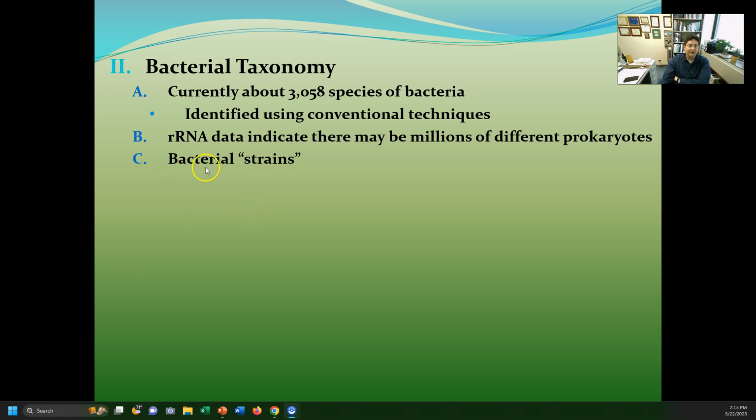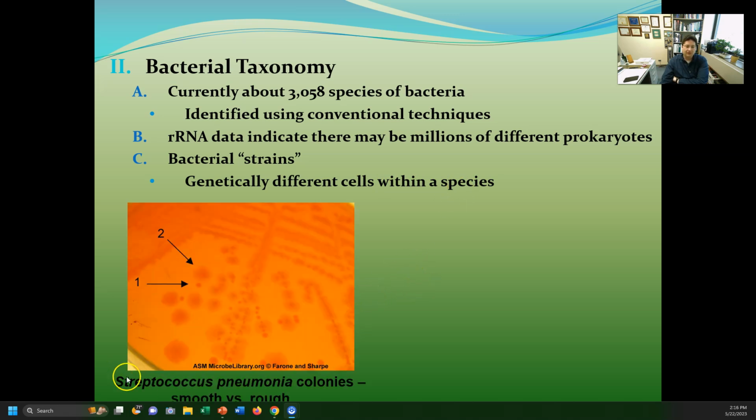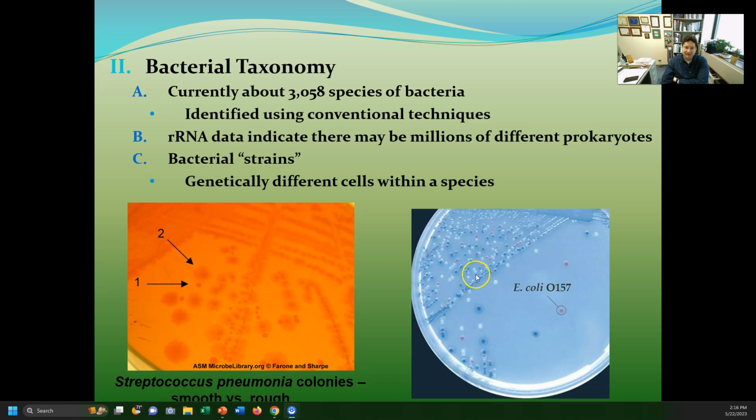Now, another important point, everyone, is to understand what we mean by a strain, a bacterial strain. A strain is genetically different cells within a species. So it's the same species, but genetically different cells, like we see here. So this is Streptococcus pneumoniae colonies, smooth versus rough. The smooth colony here, and then that rough one that looks more jagged on the outside, are two different strains of the same species, Streptococcus pneumoniae.